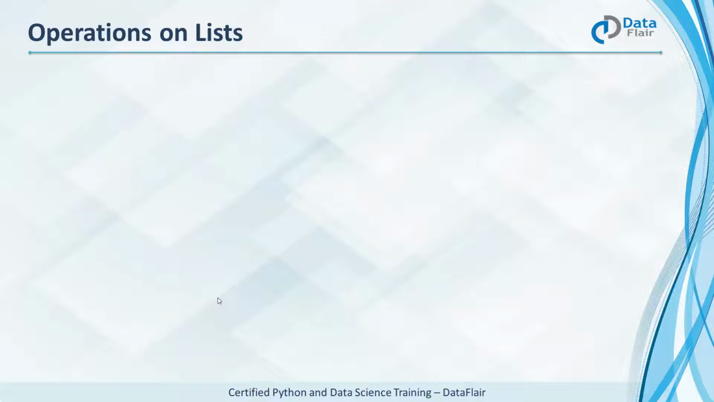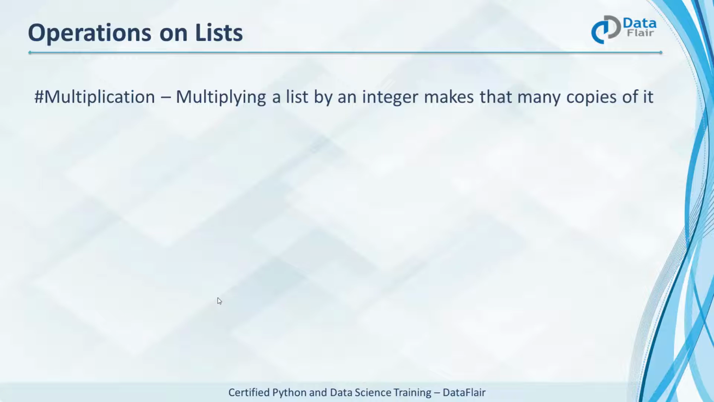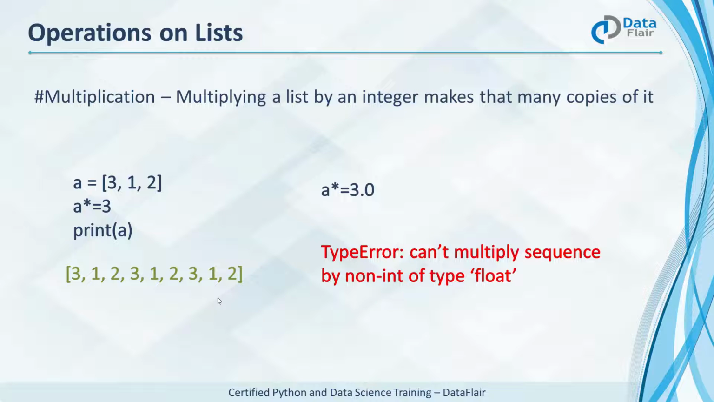Now, there are various operations we can perform on lists. We can multiply a list by an integer. This creates that many copies of it. This is the list. Multiply it by 3 and you have it 3 times. 3, 1, 2, 3, 1, 2 and 3, 1, 2. But we can't multiply lists by floats. That raises a type error.